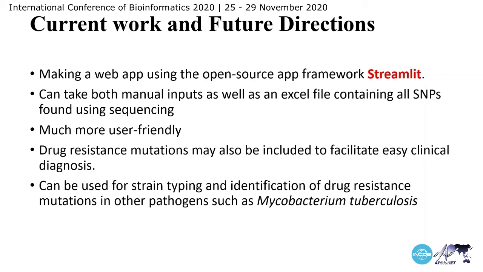This makes it much more user friendly. It doesn't require you to install any software. It's online, and if you have an Excel file that contains all the SNPs, you do not need to enter any data. This can be used to identify drug resistance mutations, which can be very useful in clinical diagnosis. And finally, this can be extended for strain typing and identification of drug resistance mutations in other pathogens such as Mycobacterium tuberculosis as well.